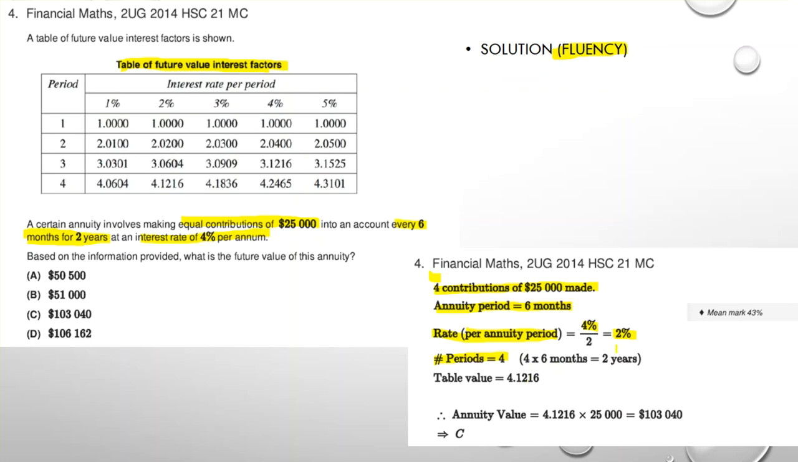So for our table, we're going to use 2% and 4. So we have these numbers for 2%, these numbers for 4 periods, and where it overlaps, that's the factor that we multiply by. So 25,000 gets multiplied by the number from the table, giving us exactly the same answer as before. So the annuity value is this one.